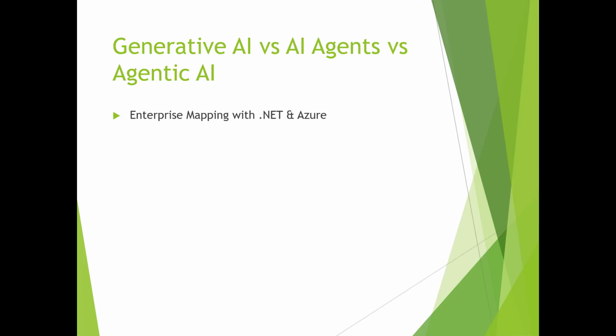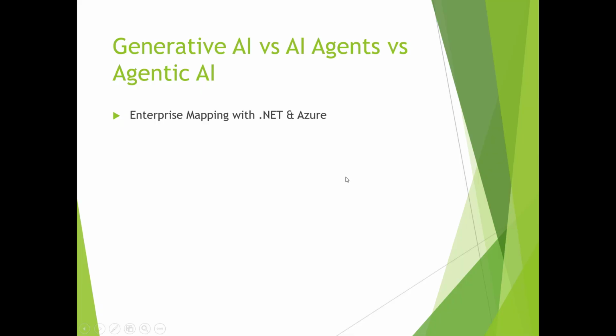Today I'm going to cover the topic related to generative AI, AI agents and agentic AI. I'm going to give you a brief introduction about these three, as well as compare them cumulatively and go through the use cases where each of these three needs to be used. Everything will be covered with .NET Core as well as using Azure. So let's get started with the topic.